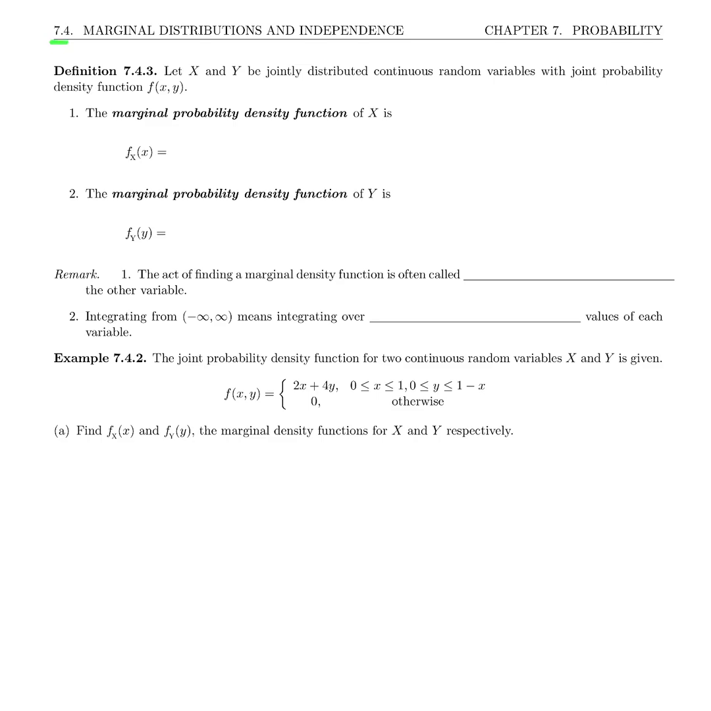We're continuing section 7.4 on marginal distributions and independence. Definition 7.4.3. Let X and Y be jointly distributed continuous random variables with joint probability density function f_XY. The marginal probability density function of X, f_X(x), is the integral from minus infinity to infinity of the joint density function dy. Now, the marginal probability density function of Y, f_Y(y), is the integral from minus infinity to infinity of the density function dx.